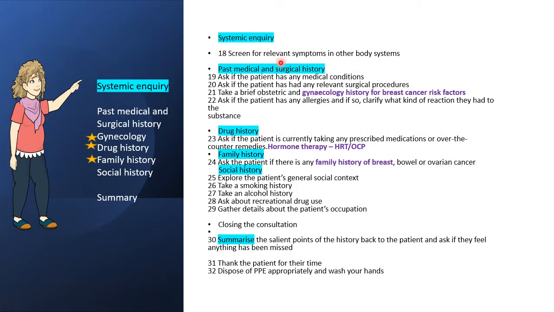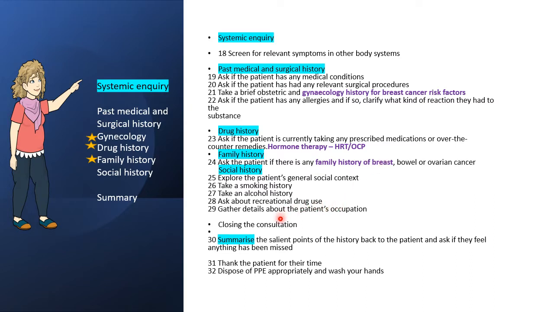Next we go into the systemic inquiry. In this systemic inquiry, don't forget the three most important issues in a patient with breast lump. One is the obstetric and gynecological history and menstrual history, which include risk factors for breast cancer. The second is hormone therapy, especially hormone replacement therapy and oral contraceptive pills. And the third important one is family history of breast cancer.